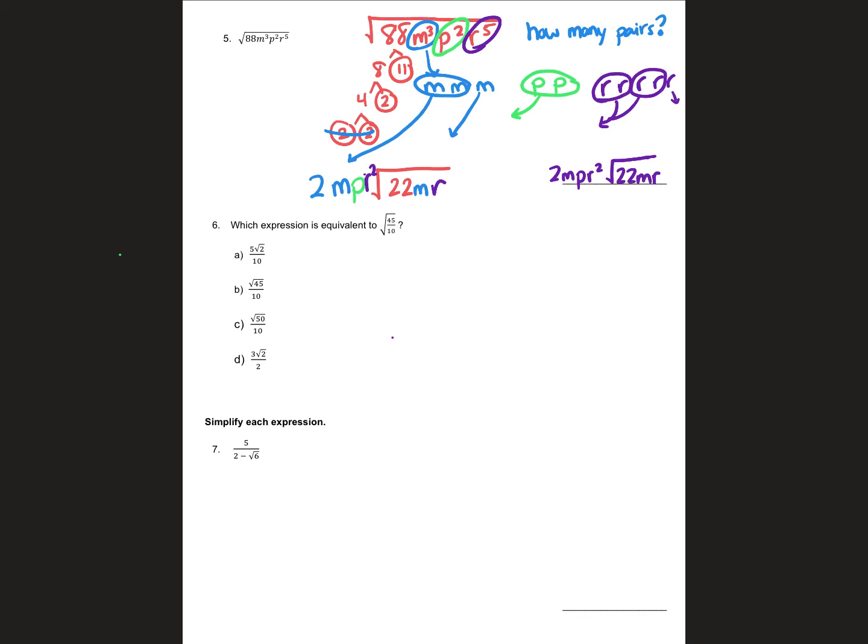Okay, next is rationalizing the denominator. When we rationalize the denominator, let me just rewrite this first. It's radical 45 over radical 10. Rationalizing the denominator is when you can't have a radical in the bottom. That's a rule. You cannot have a radical in the bottom. So you multiply it times itself, because the square root of 10 times 10 is radical 100, and the square root of 100 is 10. So the whole point, when you multiply a radical by itself, it just becomes that number with no radical anymore.